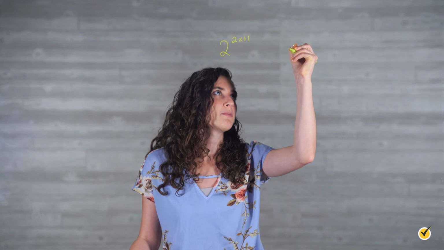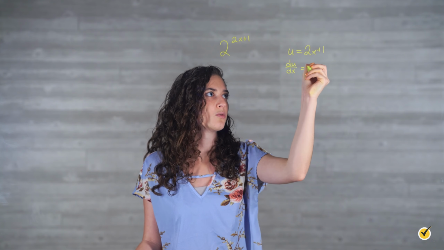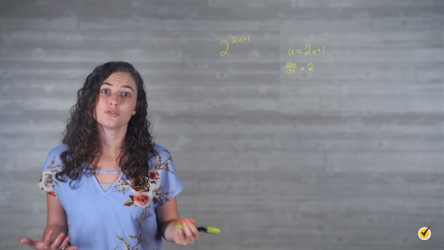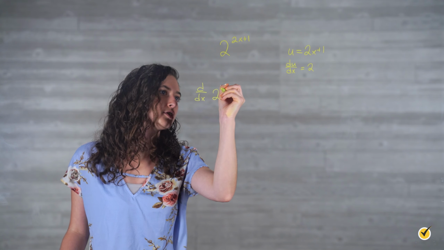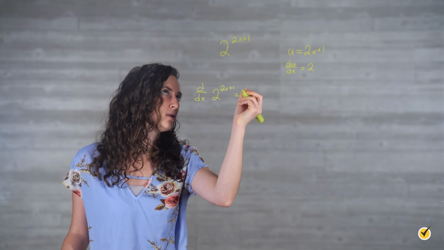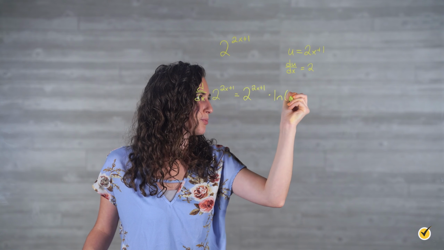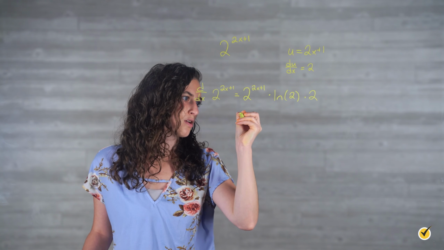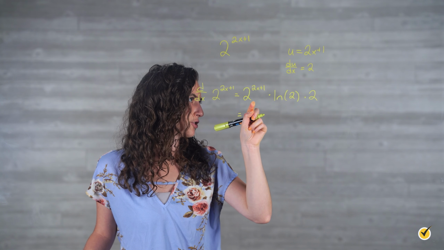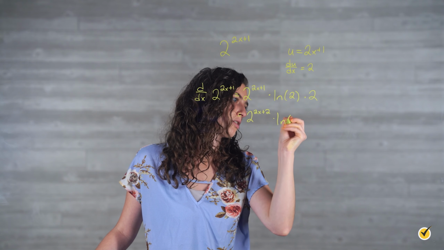So for this problem, we need to start by finding our u and our du. So u is equal to 2x plus 1, which means that du will be equal to 2. So now we can apply our formula. So the derivative of our function, 2 to the 2x plus 1, is equal to 2 to the 2x plus 1 times the natural log of 2 times the derivative of u, which is 2. We can then bring our 2 over to our other 2's and make this 2 to the 2x plus 2 times the natural log of 2.